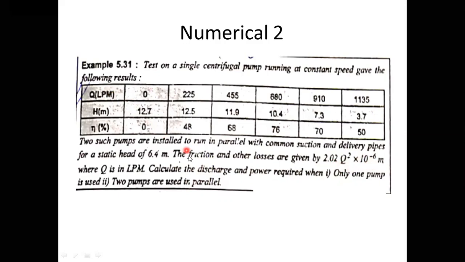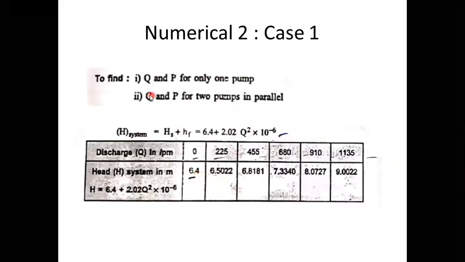Okay, then we solve. First of all, you have to find the Q and power for only one pump, and Q and power for the two pumps in parallel. So the system manometric head is given as HS plus HF, that is 6.4 plus 2.02 Q square into 10 to the power minus 6, and the discharge values are given. At each discharge value, by putting it in this equation of Q square, you will get a different head H.